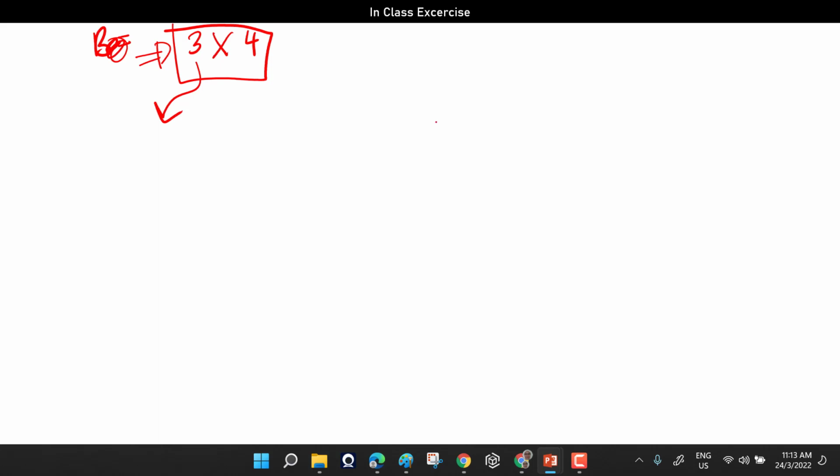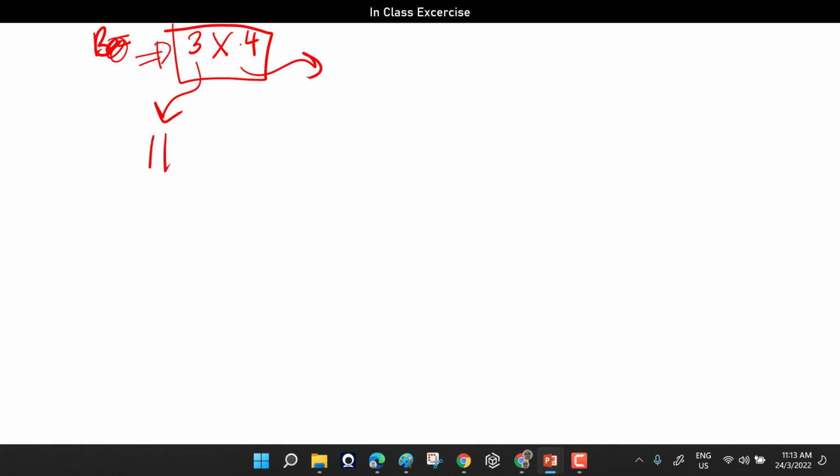How many bits do I require? 2 bits. The question is how many bits do I require to represent number 3? Another way of asking it: in binary, what is 3? 3 is 1, 1. So I require 2 bits.